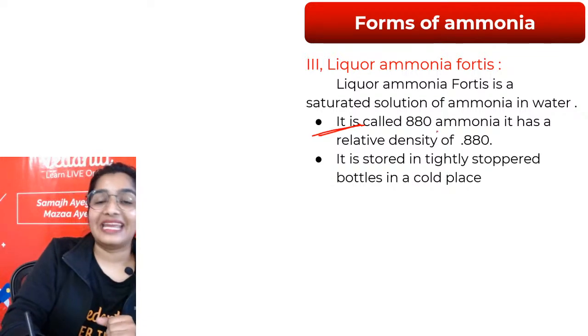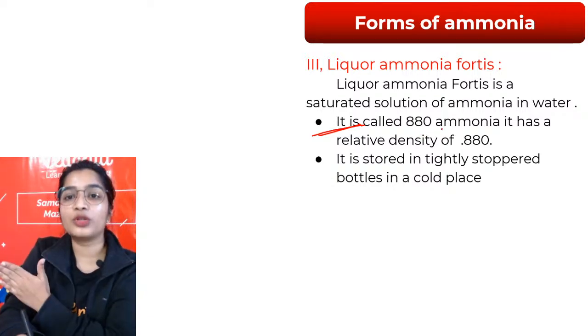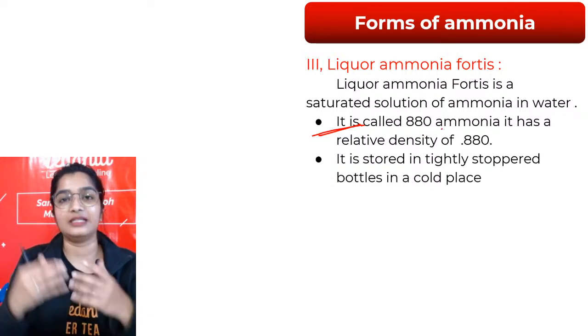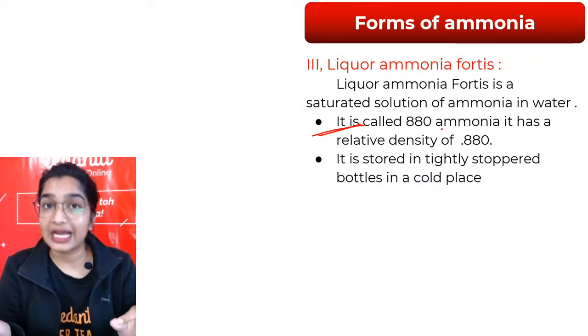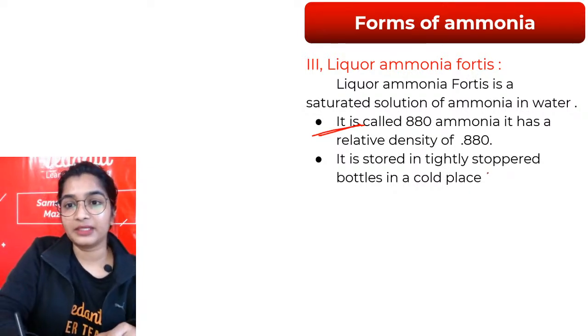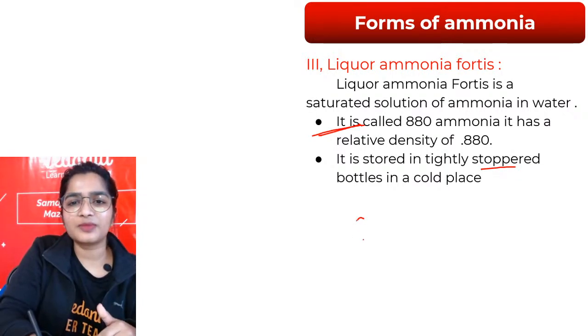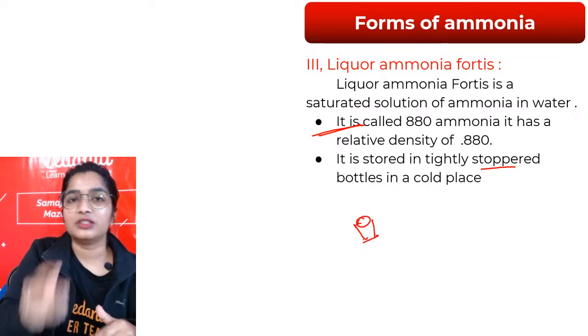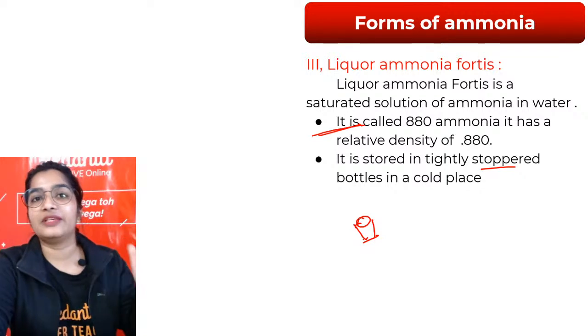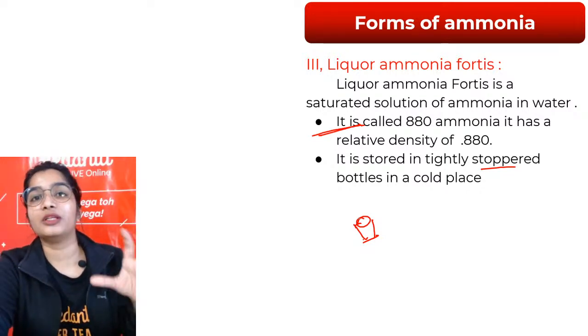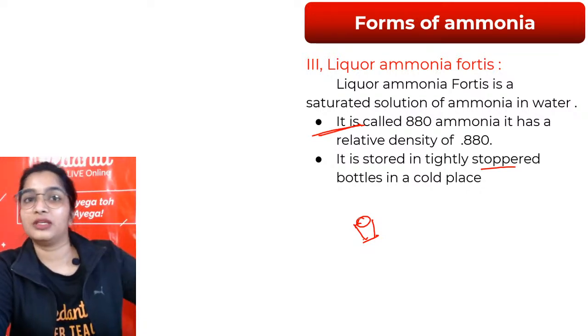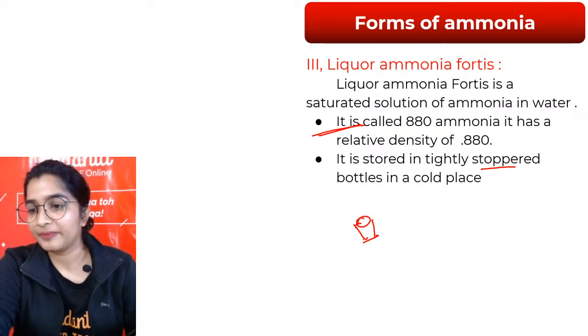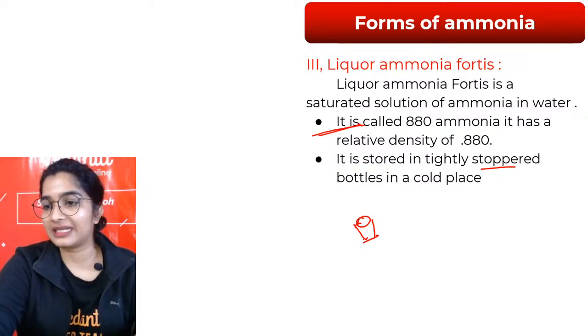It is called 880 ammonia because its relative density is almost 0.880, and it has to be stored tightly in a stoppered bottle. The stopper has to be placed on the bottle, and it has to be stored in a cold place.